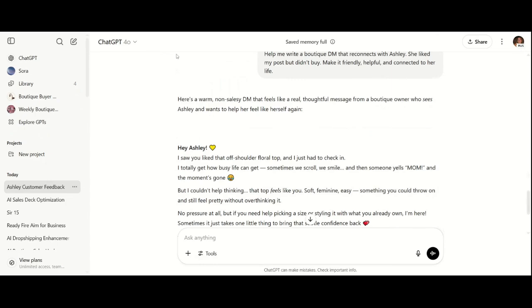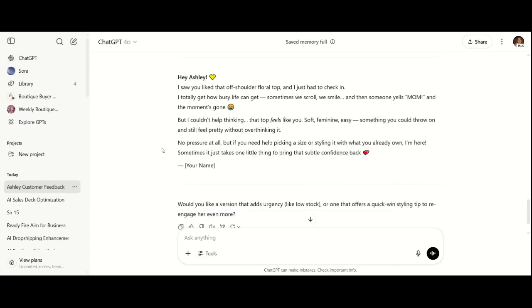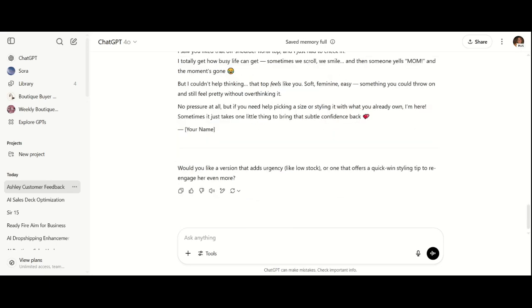Okay, here's a warm, non-salesy DM that feels like a real thoughtful message. Hey, Ashley, saw you like the off-shoulder floral top, just had to check in. I totally get how life gets busy, but I couldn't help thinking this top feels like you. No pressure at all. Okay, that sounds a little salesy to me.